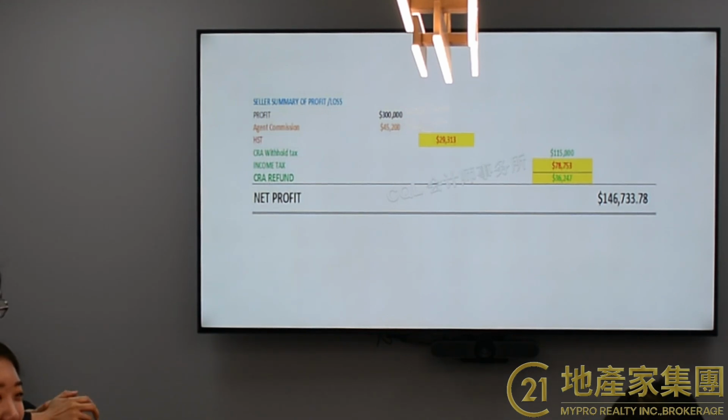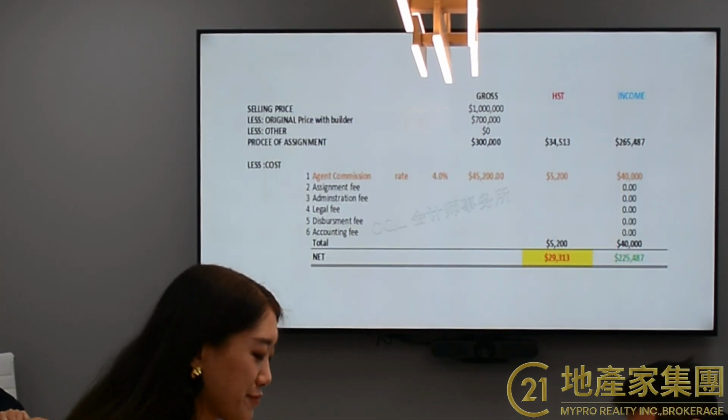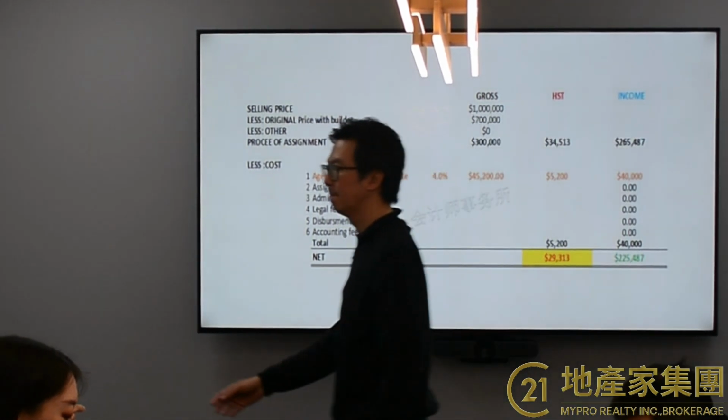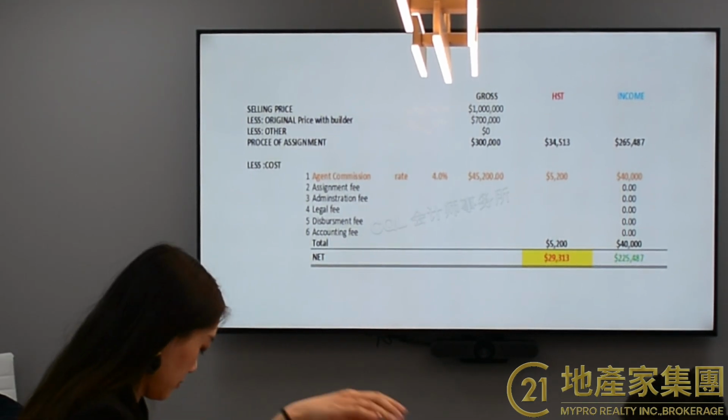Great, thank you. Crystal, can you briefly explain how you got this HST number? Look at that column. In this case, the selling price is 1 million and the profit is 300K. So the HST is 300K minus the agent commission, at 13%. Profit minus cost, or the cost?